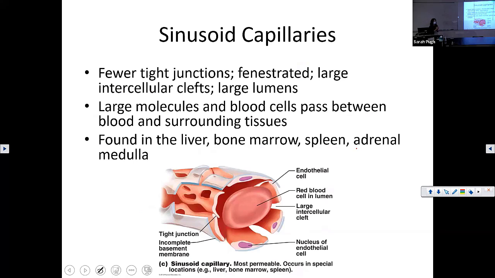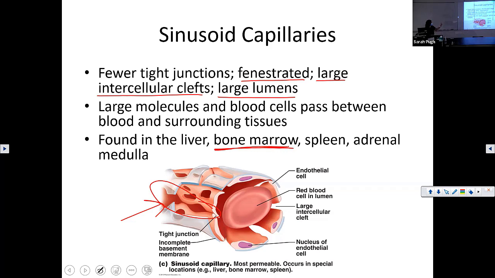And then the most permeable of the three capillaries, we just went from least permeable to most permeable. Most permeable are sinusoid capillaries. And if you look at this image down here, you can see these big clefts, these big openings. This does not have a lot of tight junctions in it. It has these big fenestrations, these big intercellular clefts, and a large lumen. These are going to be anywhere where you need to be able to pass big things like cells back and forth.